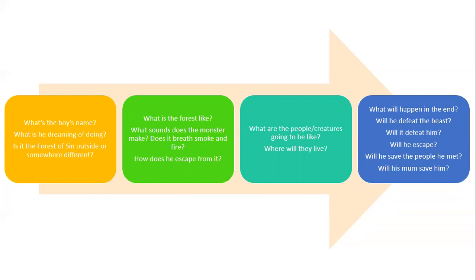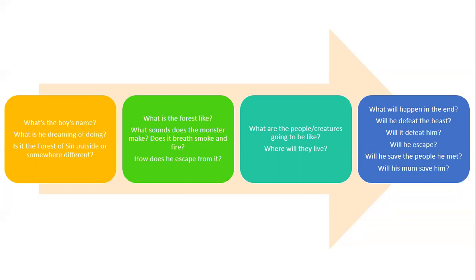In the second bit, what's the forest like? Or, of course, if it's a cave or a mountain, what is it like? How are you going to describe it? What sounds does a monster make? Does it breathe smoke and fire, like in Min Pins? Or is it going to be your own monster? Does it do something completely different? Does it fly? Does it make a different kind of sounds? And how does he escape from it? Because, of course, in the book, Billy climbs up a tree. But if you're doing a cave or a mountain or something else, it might not. You might decide to not have him climb up a tree. He might escape in a different way.